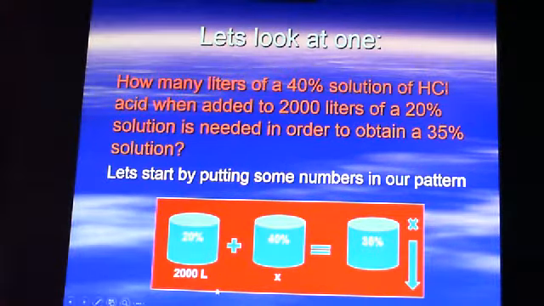What we do know is that whatever we put on this side on the bottom has to equal this side on the bottom. So 2,000 liters plus x has to equal 2,000 plus x over here. Whatever's over here on the bottom has to equal whatever's over here on the bottom. And I know it's 2,000 plus x because there's a big old plus right there.